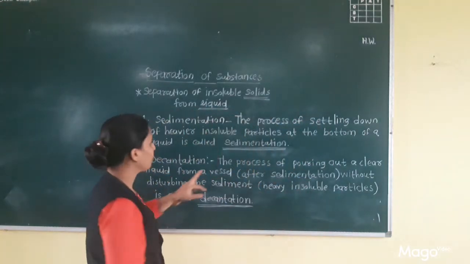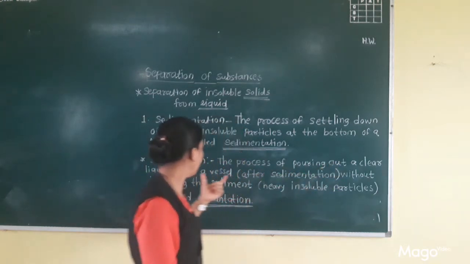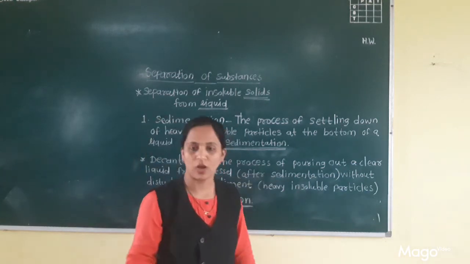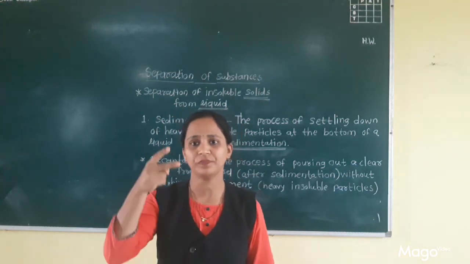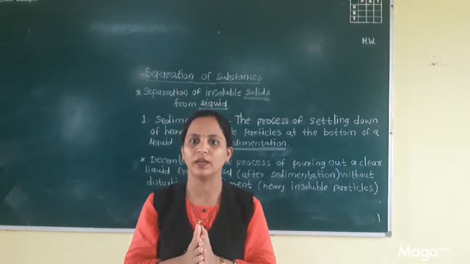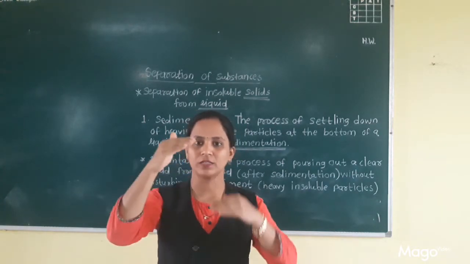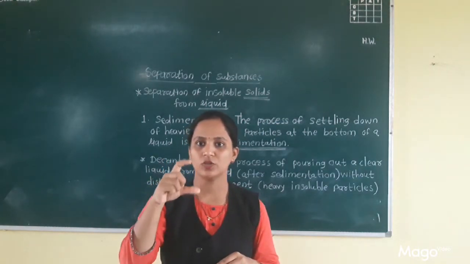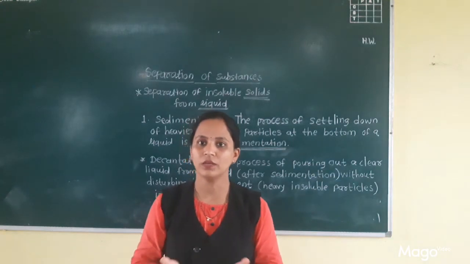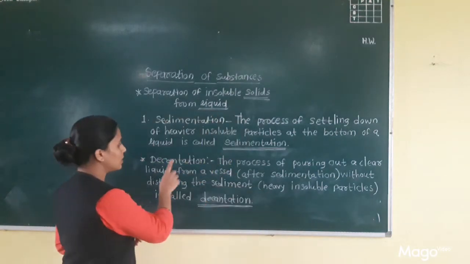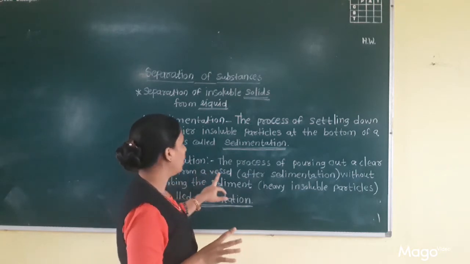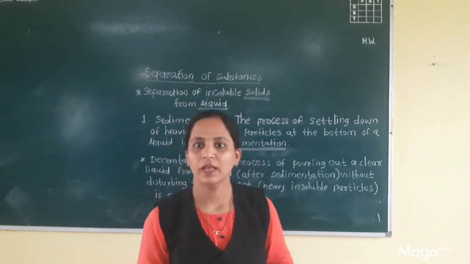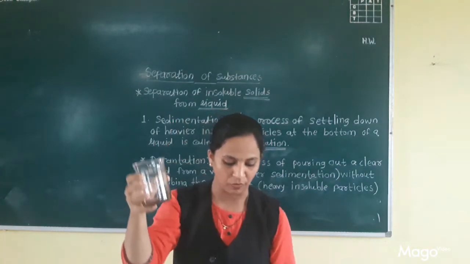What is decantation? It is the process of pouring out a clear liquid from a vessel after sedimentation. After sedimentation what will happen? Two layers are formed in the beaker. Which two layers? Sand particles settle down at the bottom, and the upper layer is of clear liquid. Here that layer is of water, because we are using water for this activity. Then we pour out that clear liquid from the vessel without disturbing the sediment. What is sediment? This is called sediment.